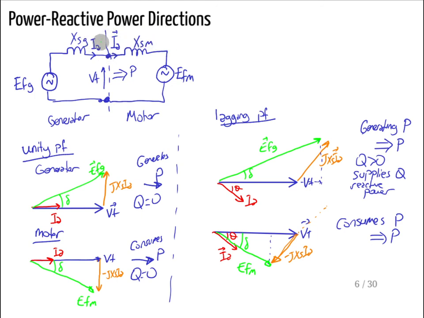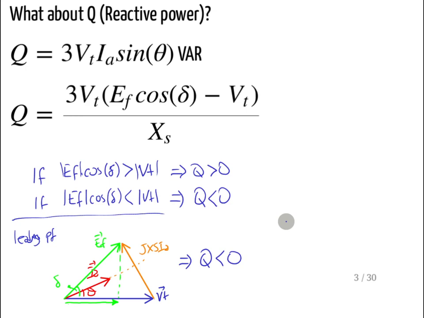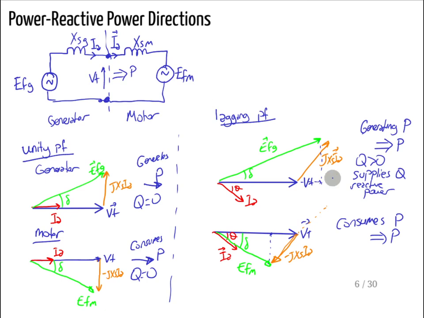If you understand what we talked about in the previous video, you can combine these two inductances and it becomes just like a single system. Anyway, for that one, EFM cos delta is now smaller than VT. If you calculate that value, you will see that it is less than 0. So here Q is less than 0, which means the motor consumes reactive power.